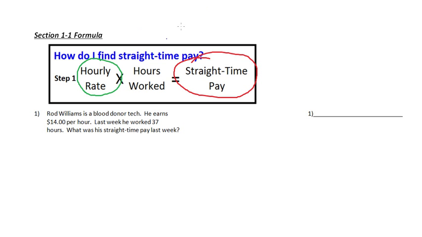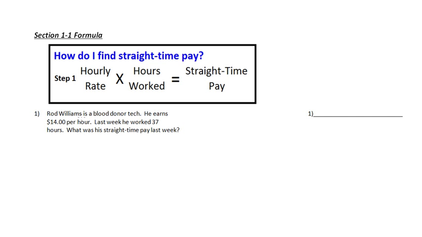The other item that we need to know is the hours worked. The hours worked is how many hours you work in this week, basically. So if you know the hourly rate and the hours worked, you multiply them out, and then you're able to find something known as straight time pay. So let's do problem number 1 together.